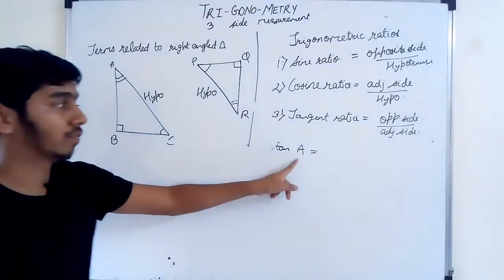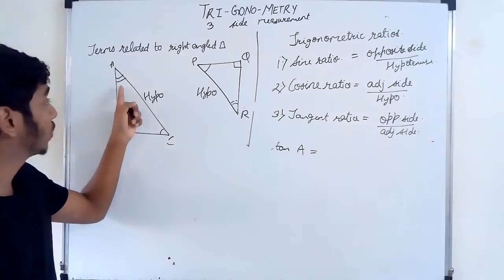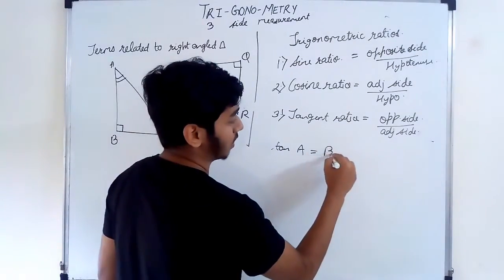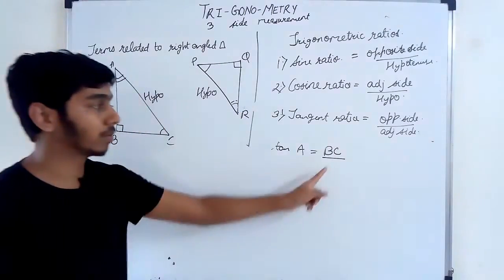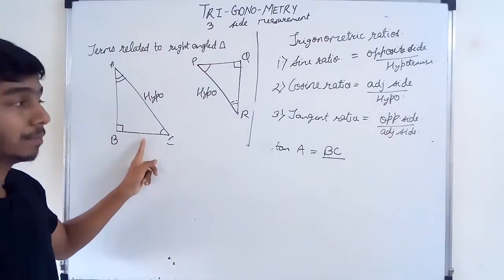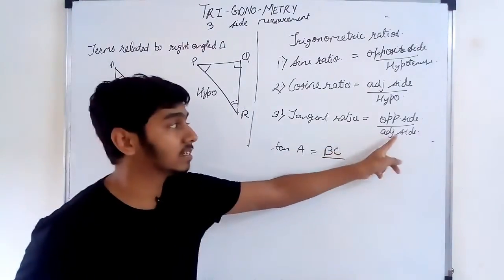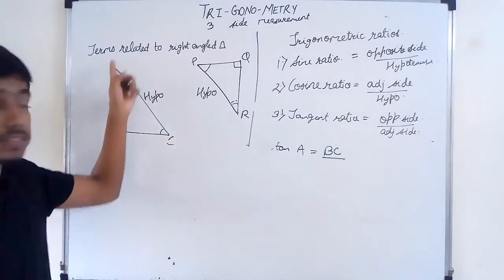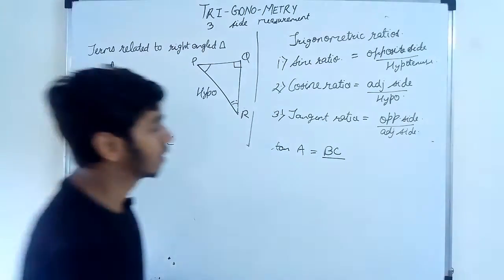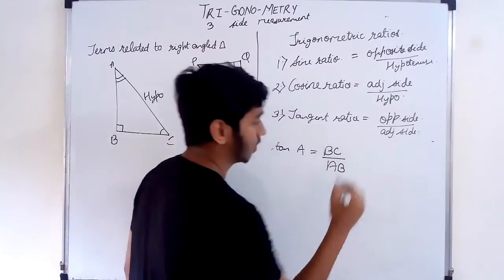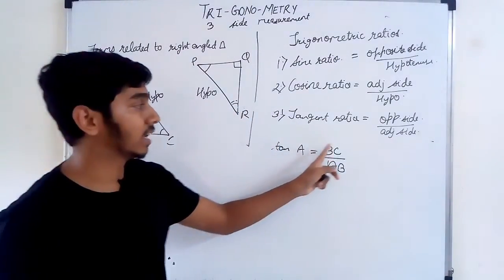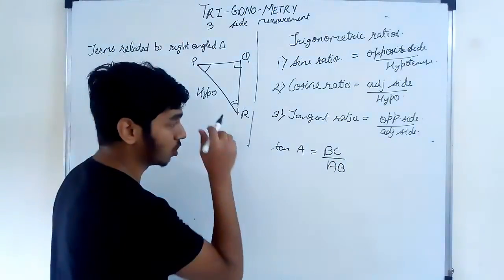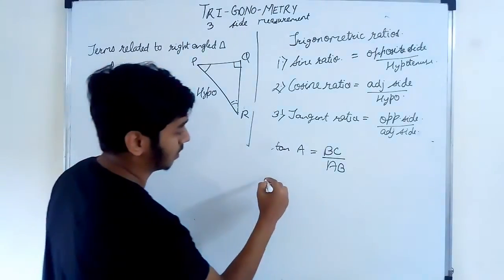Now you already know, for angle A, which one is the opposite side? BC. Yes or no? So I can say BC upon the adjacent side. The adjacent cannot be AC, it will be AB, because AC is the hypotenuse. So AB. Therefore I get tan A as BC upon AB. I hope you are understanding this.